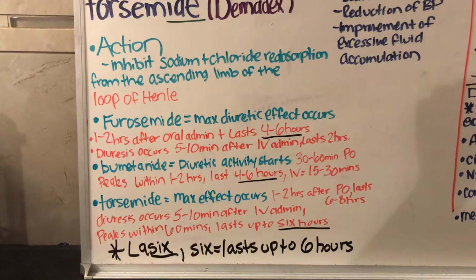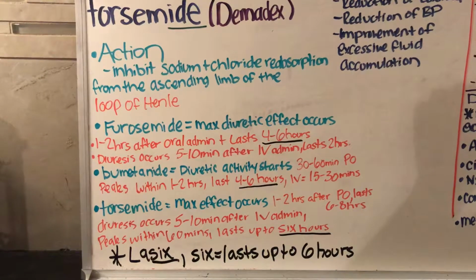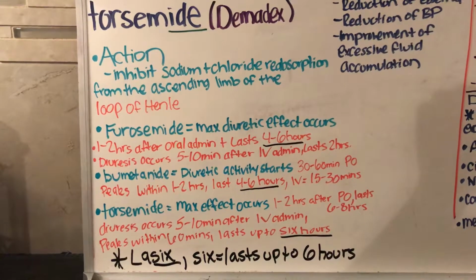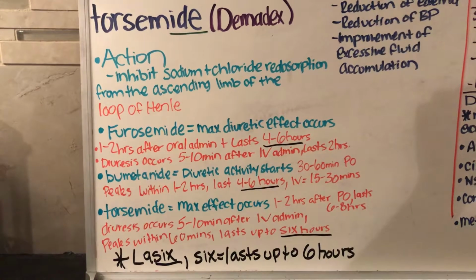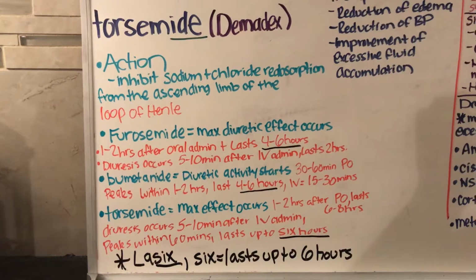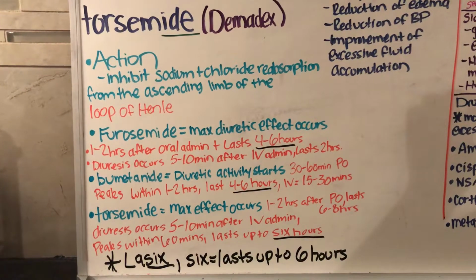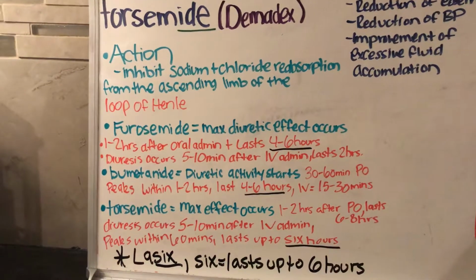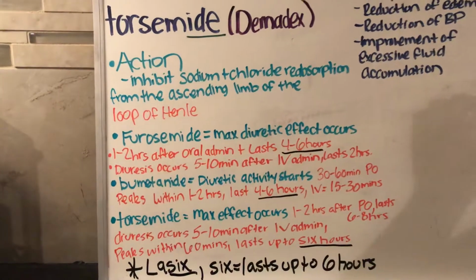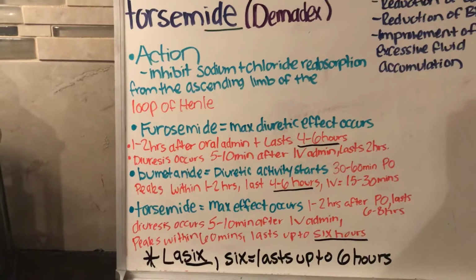For furosemide, the max diuretic effect occurs 1 to 2 hours after oral administration and lasts 4 to 6 hours. Diuresis occurs 5 to 10 minutes after IV administration and it lasts 2 hours. For bumetanide, the diuretic activity starts 30 to 60 minutes orally, peaks within 1 to 2 hours, and lasts 4 to 6 hours. The IV is 15 to 30 minutes.